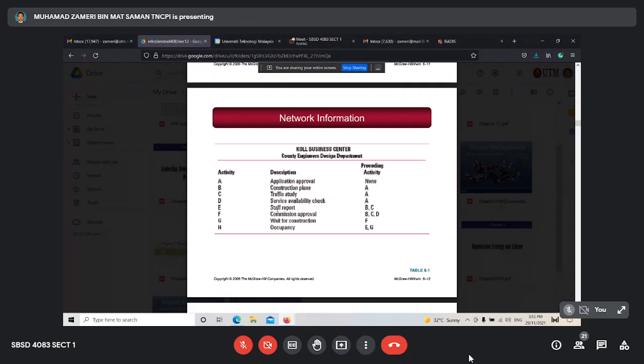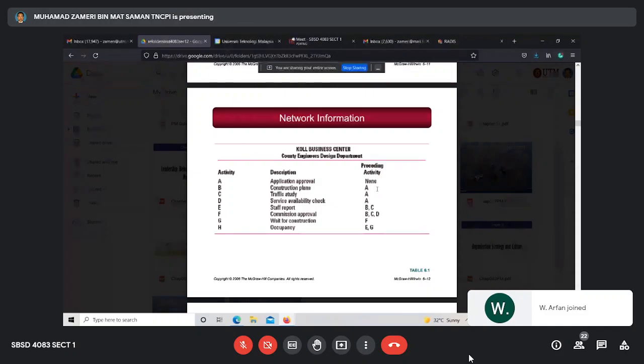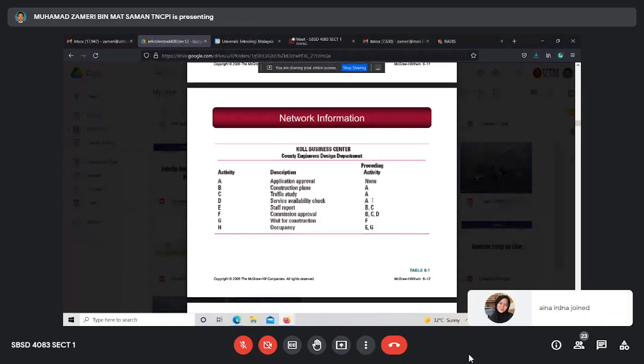activity. So let's say here A, and then the precedent of A is none. That means A is a starting point because before A, nothing. B, precedent is A. That means B only can start when A finishes. C also A. C can start when A finishes. D also A. That means D only can start when C finishes.